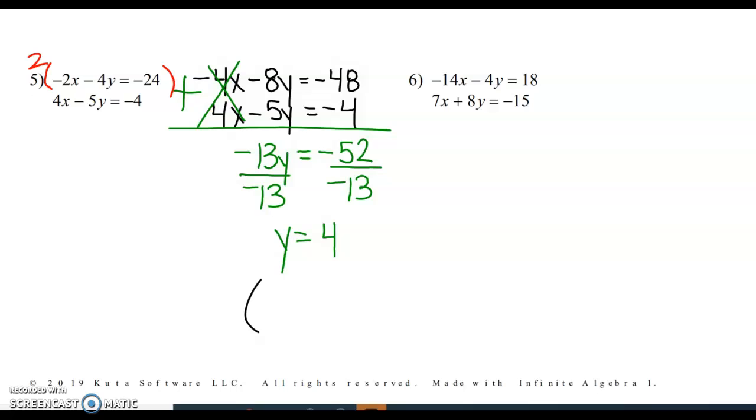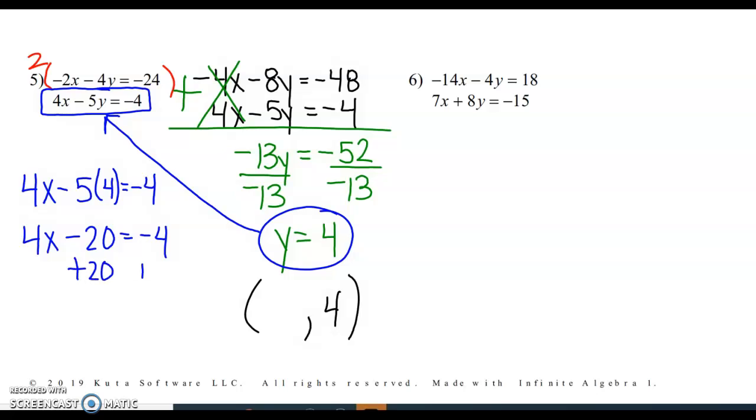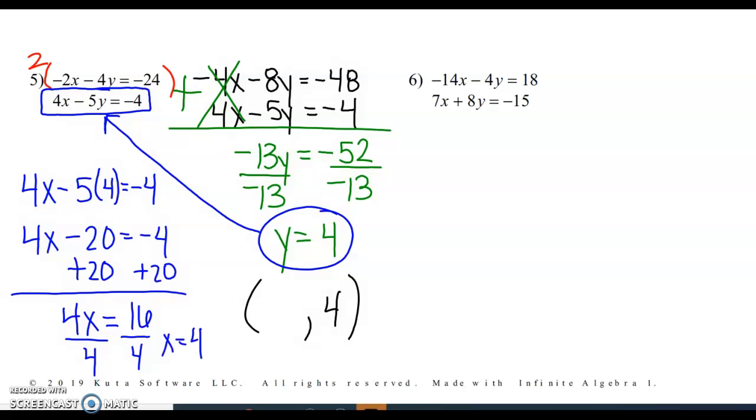So now I know x comma y. I know that y is 4. I pick one of the equations. I'm going to go with the bottom one. Remember, it doesn't matter which equation. What matters is who you substitute in for. We know y is 4, so we have to replace y with 4. So we have 4x minus 5 times 4 equals negative 4. We distribute. 4x minus 20 equals negative 4. To get rid of a negative 20, we would add 20. So now we're at 4x equals 16. 16 divided by 4 is 4. So our answer is 4, 4.